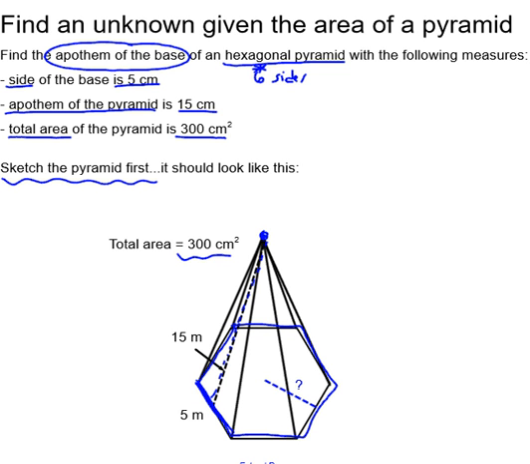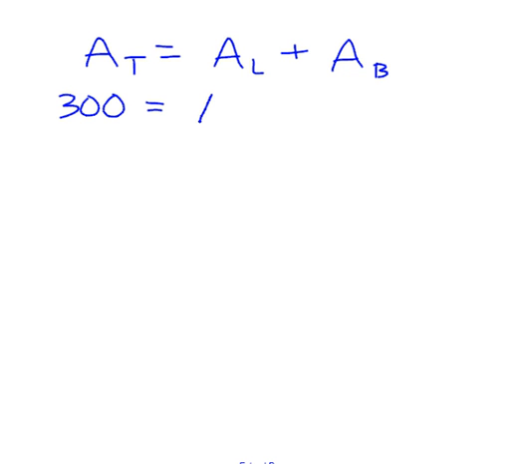And you know the area, so let's start again with the formula that you know. Write down your formula. Total area is lateral area plus, here we only have one base, area of the base. We know the total area is 300. We don't know the lateral area. We're going to check that out after. And area of the base. So let's try to think about what is the lateral area.